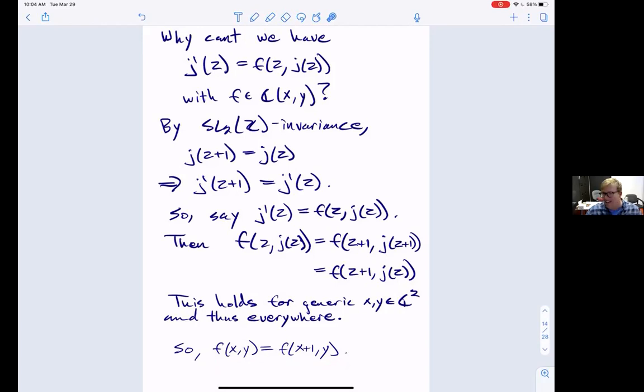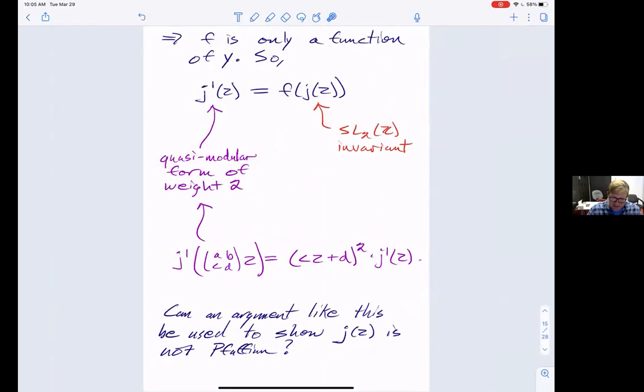But that just means that F is only a function of Y, right? You can't have that kind of equality for a rational function. So that's a problem, because now we have J prime of Z equals F of J of Z. And this function here is SL2 invariant. And this function here is what we call a quasi-modular form of weight 2.